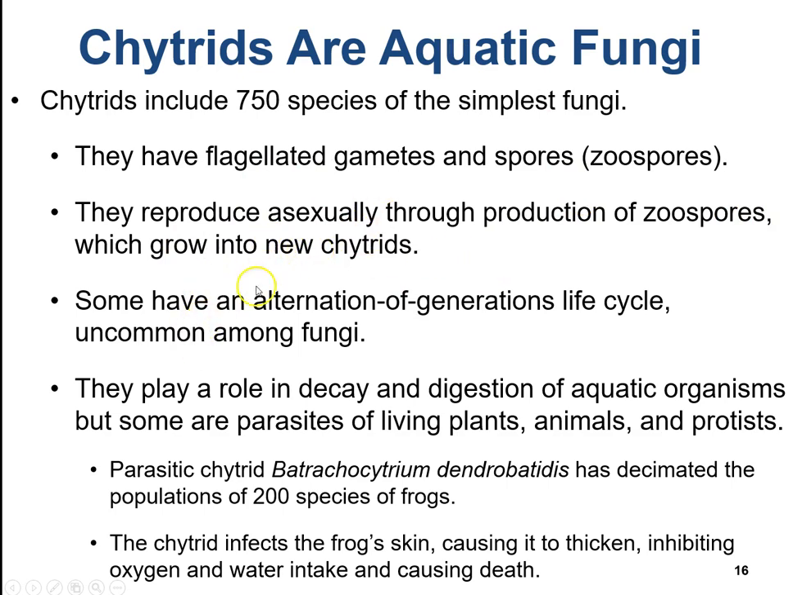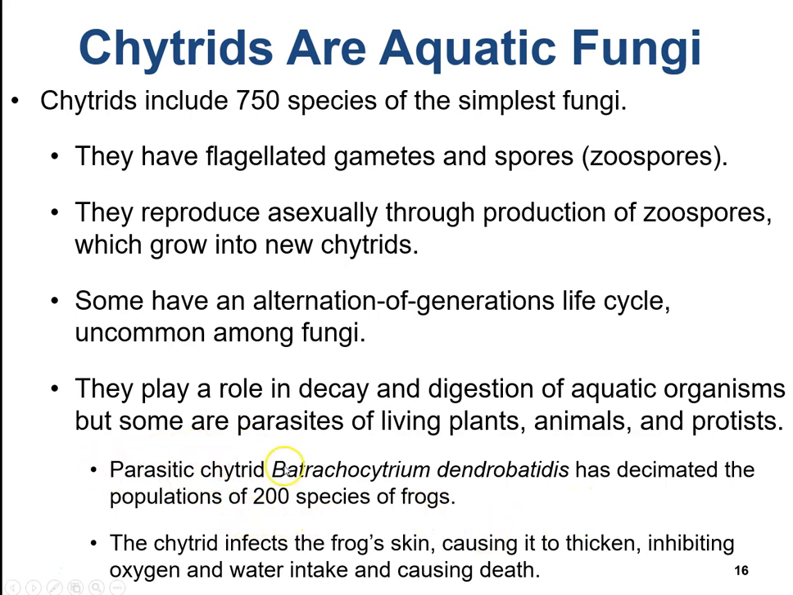So some will have an alternation of generations life cycle, which is super uncommon among fungi because remember, we said that alternation of generations is something common in plants. And we now know that fungi are more closely related to animals. So you really don't see this much within the fungi. They play a role in decay and digestion of aquatic organisms. Again, remember they're aquatic. Some are parasites of living plants, animals, and produce, but a lot of them will decay dead types of animals in the water.